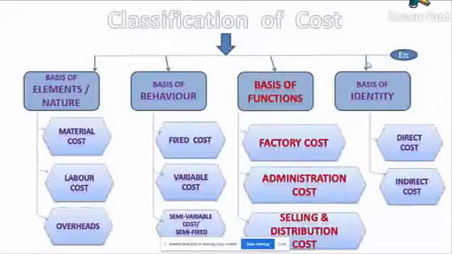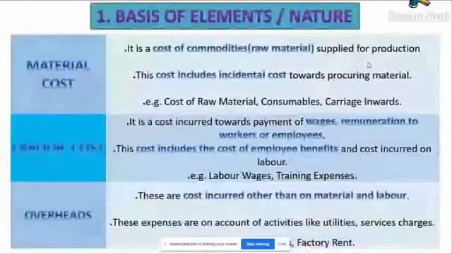Now, what are those functions? The main function is a factory where we manufacture goods. The second function is a place where we do only administrative work. And third is the place where we do the selling and distribution activity. Now, collectively, all these three, factory, administration, and selling, will constitute your total cost up to the sale of a product. And then a profit margin is added, and finally, we arrive at the sales figure. Now, let us study one by one.